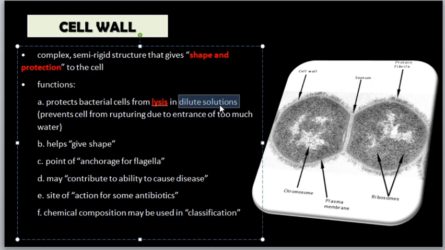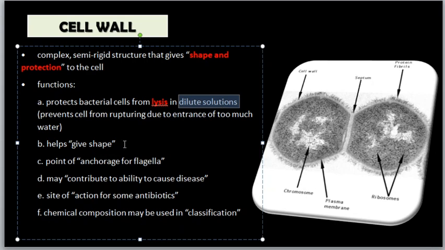Now, if meron siyang cell wall, hindi ganun kabilis na papasok yung tubig. So, walang lysis na mangyayari. Okay? So, this is following the process called diffusion, okay? 'Di ba? Sa diffusion natin, from a higher concentration, pupunta siya sa lower concentration. So, the water of higher concentration sa isang solution will enter the bacterial cell with the lower concentration of water. So, yun yung diffusion. And diffusion of water will be prevented if your bacterial cells have a cell wall. Okay? So, yan yung one function ng inyong cell wall.